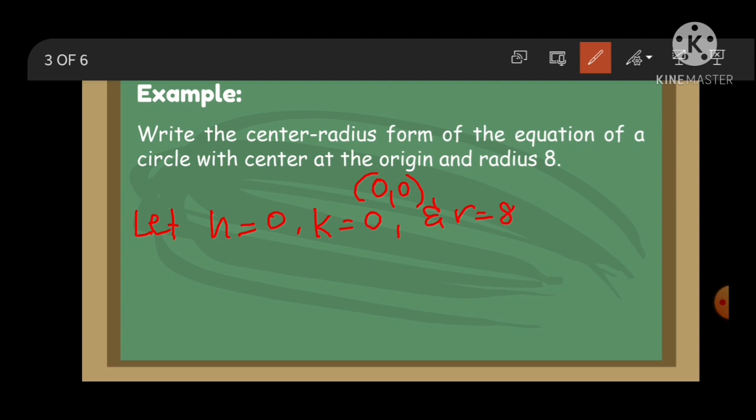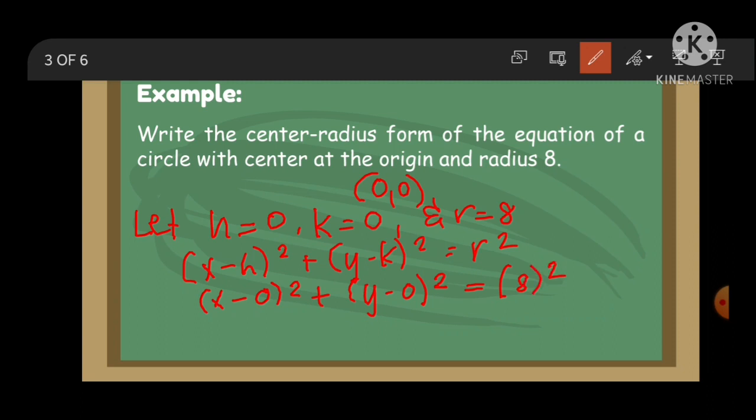Now, remember that the equation of the circle in center radius form is (x - h)² + (y - k)² = r². Now, let us substitute the given values. So, we have (x - 0)² + (y - 0)² = 8².